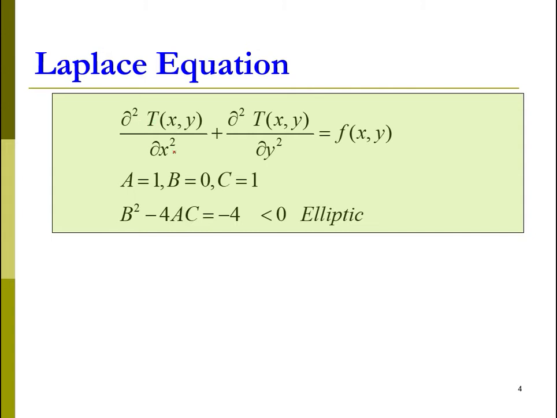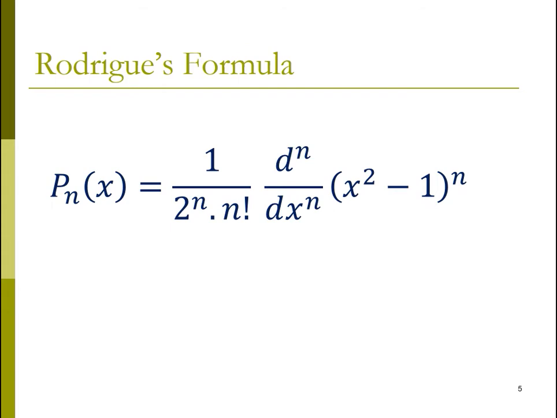Del square t upon del x square, so a is equal to 1, and del square t upon del y square, so c is equal to 1 and b is equal to 0. Put the value of a, b, c in this, b square minus 4ac equal to minus 4 less than 0, so it is elliptic. Now next topic, Rodrigue formula.